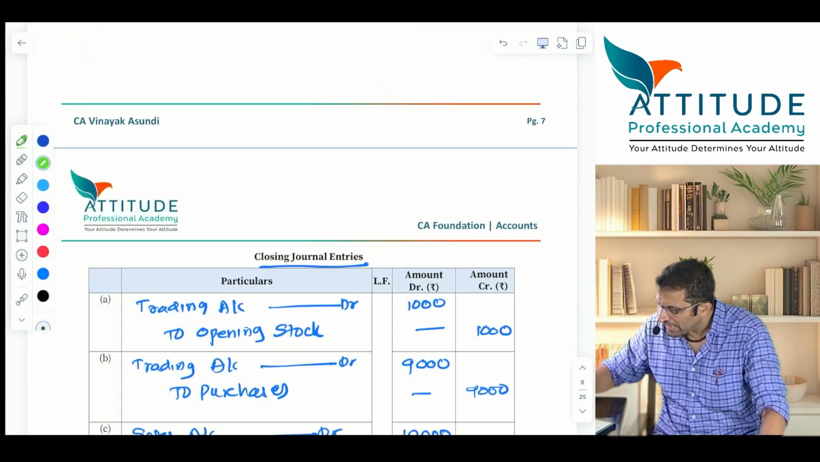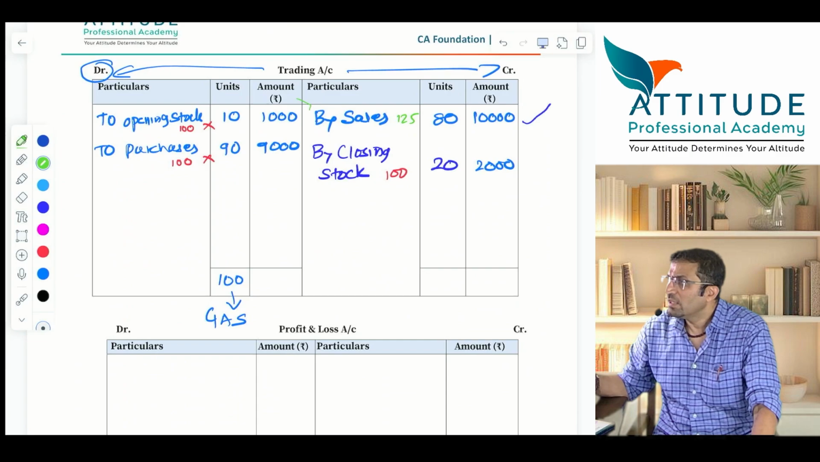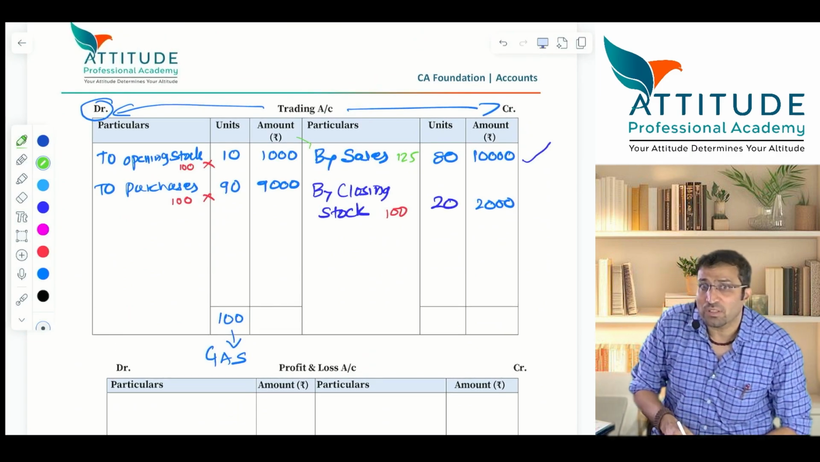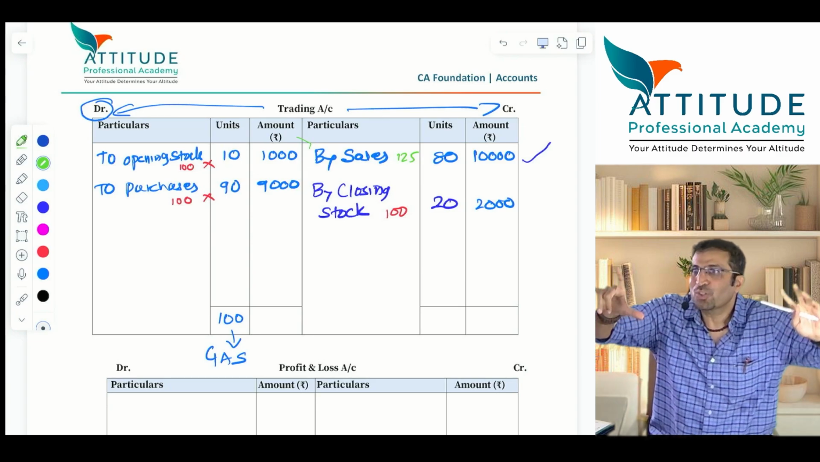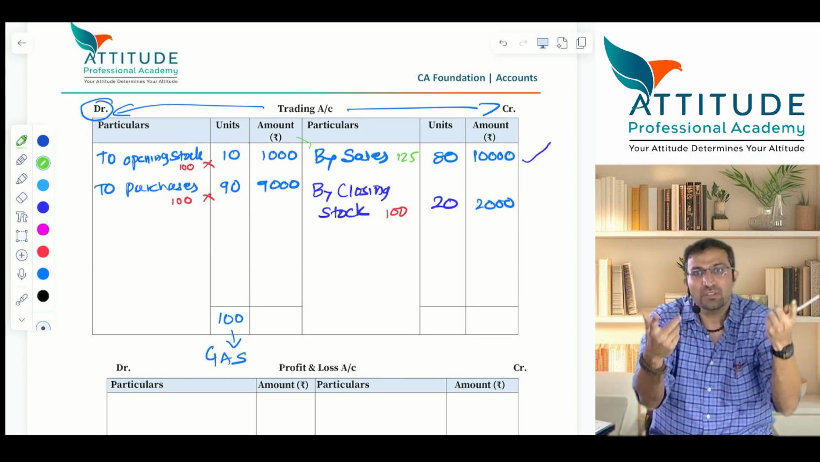Close the trading account. Trading account is still there, and one more account, closing stock. You have opened another account known as what? So how many ledger accounts have come now? 6 to 7.